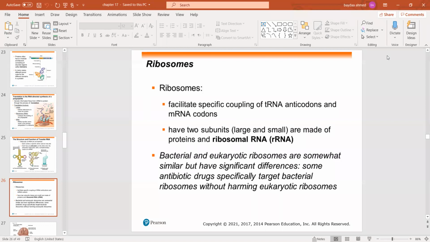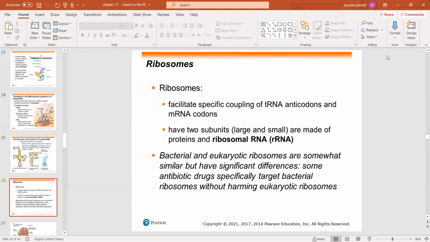Although the ribosomes of bacteria and eukaryotes are very similar in structure and function, eukaryotic ribosomes are slightly larger and differ somewhat from bacterial ribosomes in their molecular composition. The differences are medically significant. Certain antibiotic drugs can inactivate bacterial ribosomes without affecting the ability of eukaryotic ribosomes to make proteins.